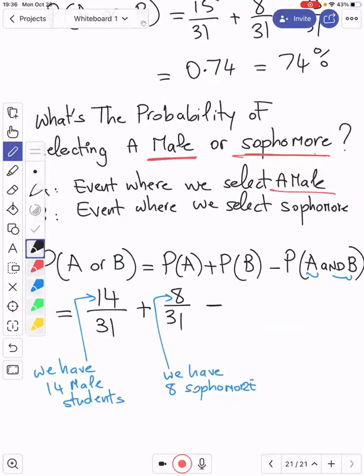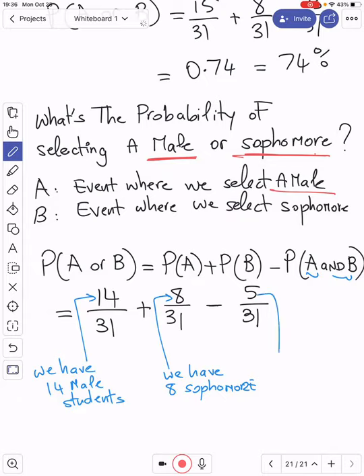So that'll be minus five over the 31. Again, 31, that's the total number of students because we are selecting a student at random. And so the total number of students is, again, 31. So this is male and sophomore at the same time. All right, guys, so this is equal to 14.